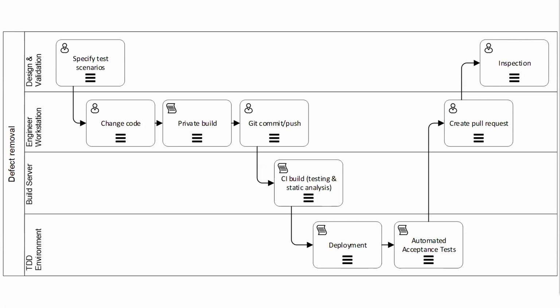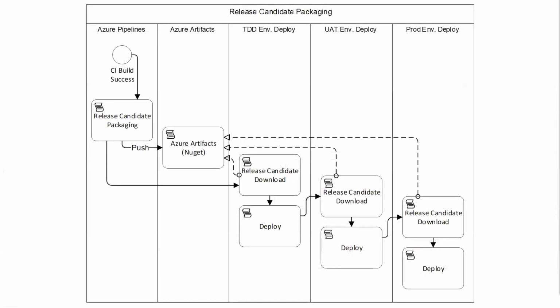All right, so let's move on to the next topic in the book, and that is release candidate packaging. The continuous integration build succeeds on the master branch. Now we need to package up the application for deployment. So each of the environments interacts with Azure artifacts in a similar way after we've pushed it.